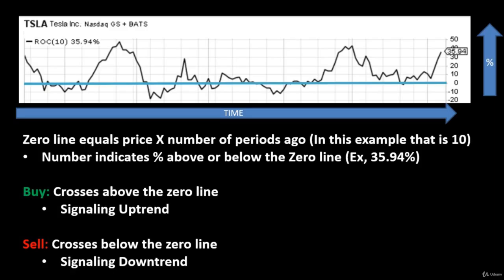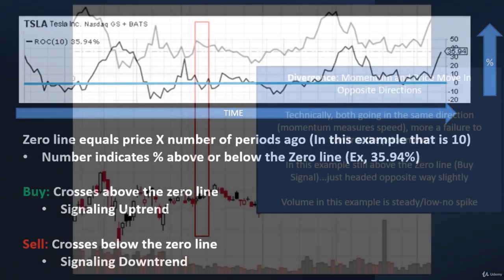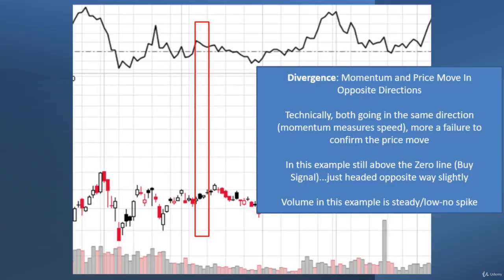But it's the strength of it. If you wanted to wait to see, to confirm and let it build out stronger, higher above that line would show you a stronger number. If we look at it, it's pretty simple, but sometimes it does diverge, where momentum and price move in opposite directions, maybe ever so slightly. Technically both are going in the same direction, because momentum is really measuring speed. It's more a failure to confirm the price move if it's going a little bit in the opposite direction.